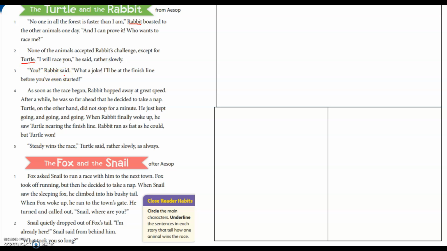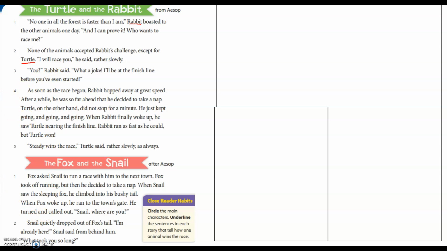You, Rabbit said, what a joke. I'll be at the finish line before you've even started. As soon as the race begins, Rabbit hopped away at great speed. After a while, he was so far ahead that he decided to take a nap. Turtle, on the other hand, did not stop for a minute. He just kept going and going and going. When Rabbit finally woke up, he saw Turtle nearing the finish line. Rabbit ran as fast as he could, but Turtle won. Steady wins the race, Turtle said rather slowly as always.